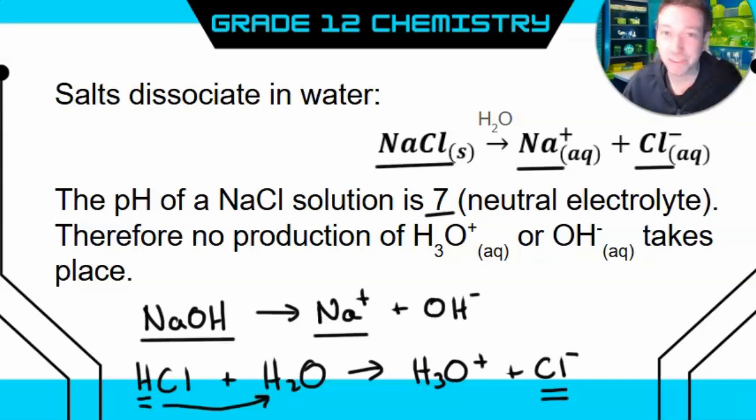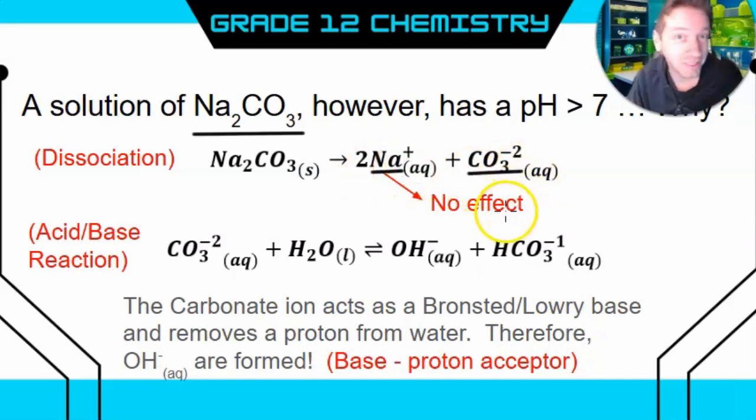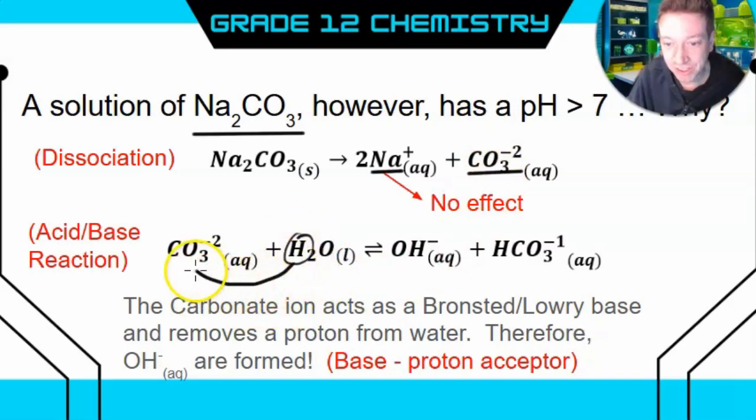Let's look at an example that's not neutral. Let's say we take sodium carbonate and we dissolve that in water. What happens is we end up with a pH greater than 7, so we end up with a basic solution. Why? When we dissociate it, we get our sodium ions and our carbonate ions. Just as we discussed before, sodium ions, being the conjugate acid of a very strong base, sodium hydroxide, have no effect at all. However, carbonate ions will collide with water and steal one of their hydrogens, leaving hydroxide ions.